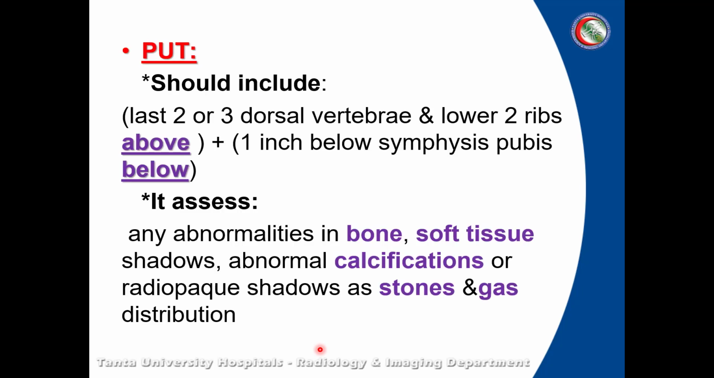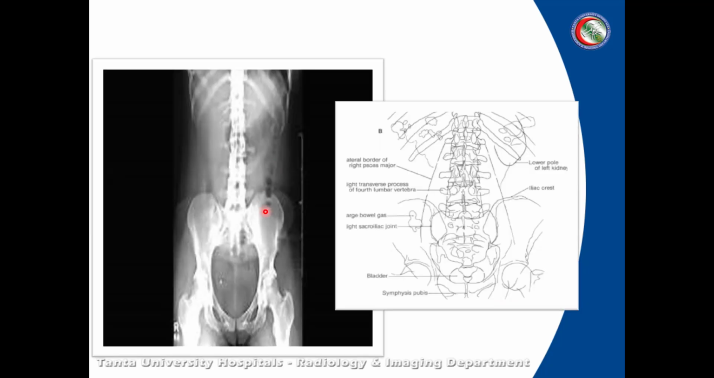The PUT or KUB should include from above the last 2 or 3 dorsal vertebrae with the lower 2 ribs, and from below 1 inch below the symphysis pubis, like in this image. Last 2 ribs on both sides are included in the study, with last 2 dorsal vertebrae from above, and from below 1 inch below the symphysis pubis is included in the image to examine the urethra. So it is complete film for examination of the urinary system, or good PUT or KUB.